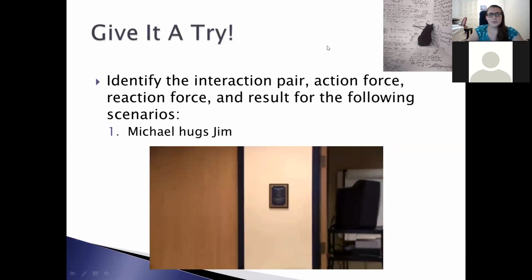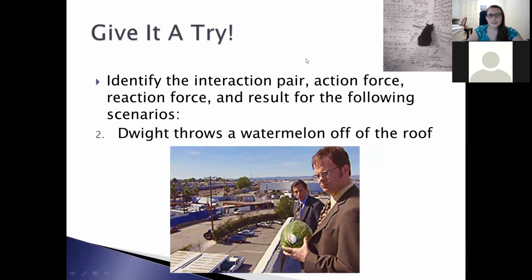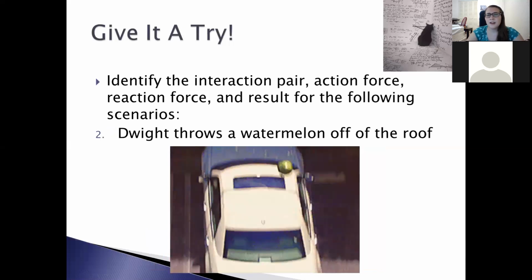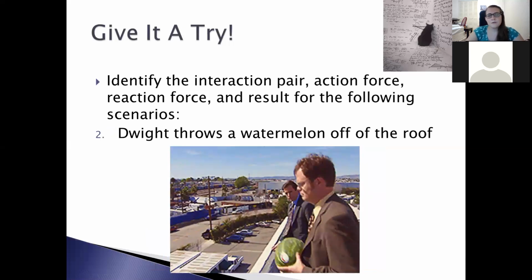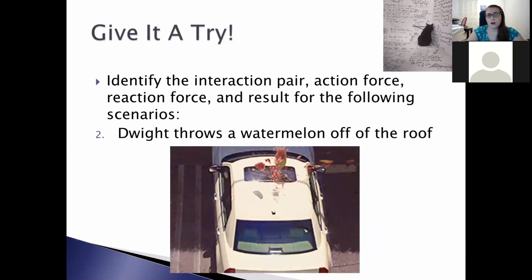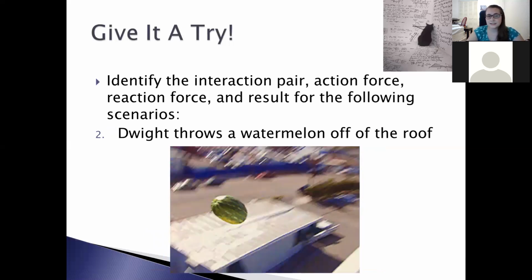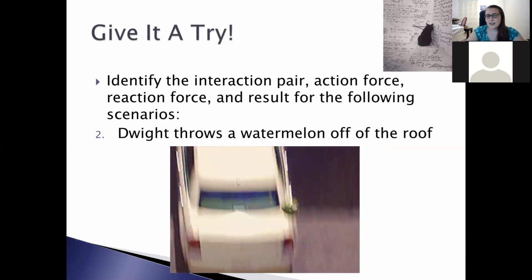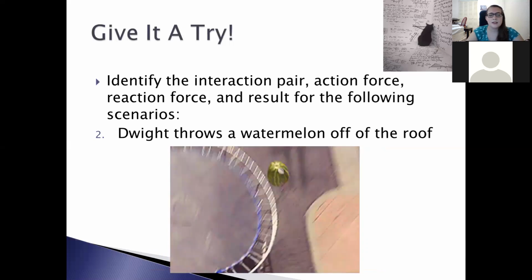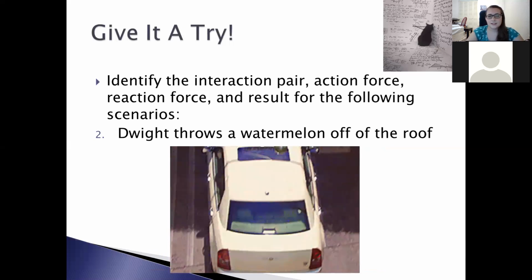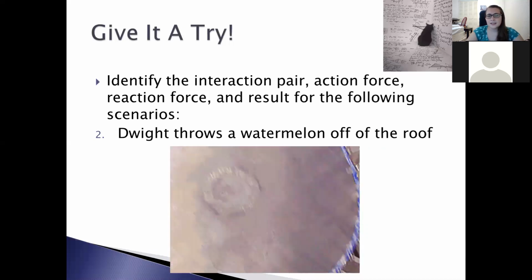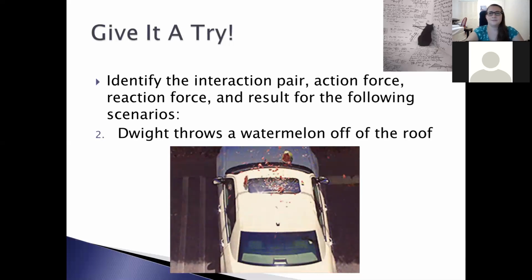Okay, let's try another one. Again, in this scenario, I want you to identify the interaction pair, the action force, the reaction force, and the result for the scenario where Dwight throws a watermelon off of the roof onto a trampoline. And I will say, there are a couple of different interaction pairs that you could choose in this scenario. So I'll give you a couple seconds to think, and then we'll go through these together.